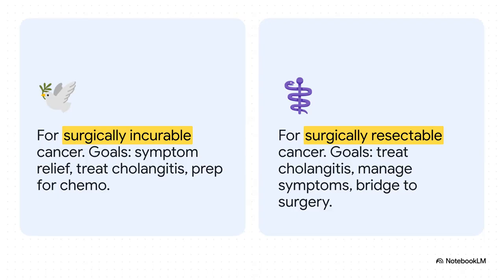On one hand, you have palliative drainage. This is for patients whose cancer can't be cured by surgery. The goal here is all about quality of life, relieving that awful itching, clearing up the jaundice, and just getting them strong enough for chemo.